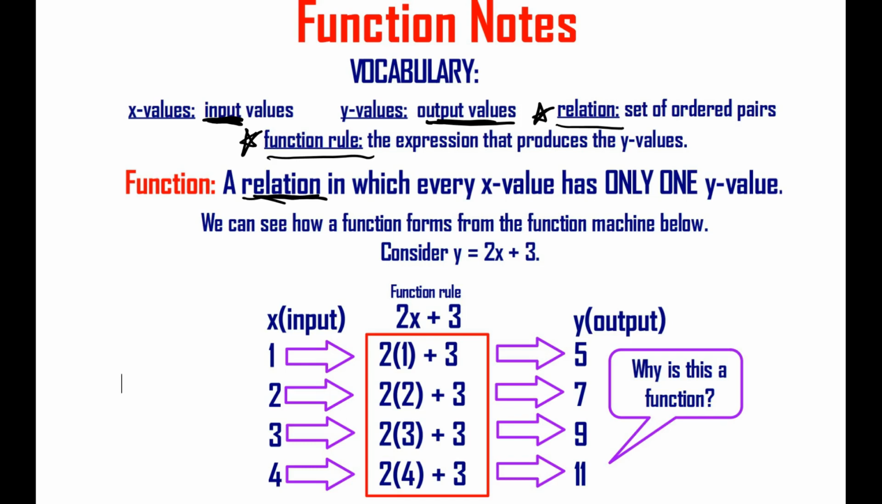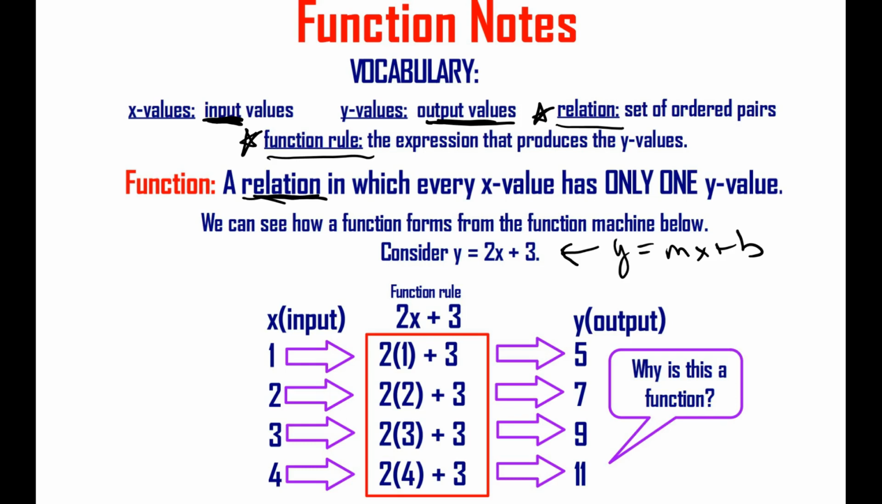So this is what I call the function machine. Okay, this is the function machine below. Consider y is equal to 2x plus 3. So we've seen this. This is in slope-intercept form. This is in y is equal to mx plus b form. Nothing new about that. So we have seen these.